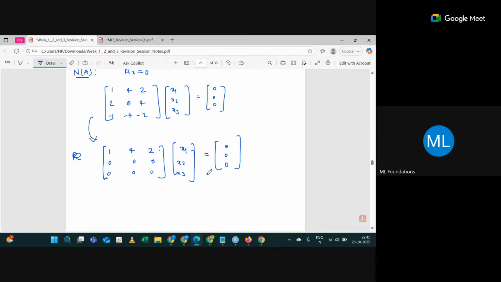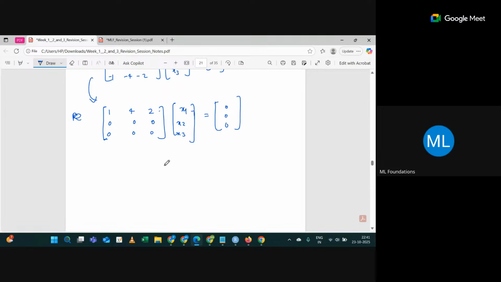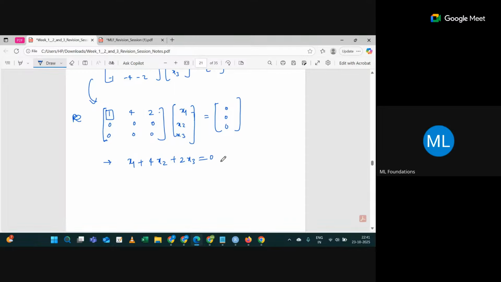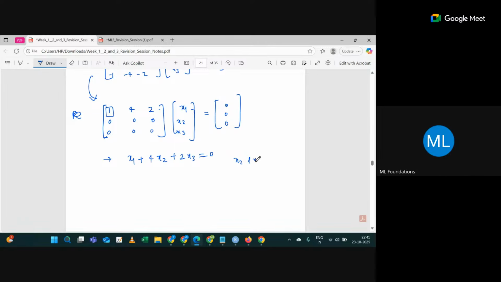Now tell me, what are the free variables? x2 and x3. And what is the equation? x1 plus 4x2 plus 2x3 is equal to 0, right? So x1 is the pivot variable, and x2 and x3 are free variables. So what is the case? x2 and x3 are free variables.